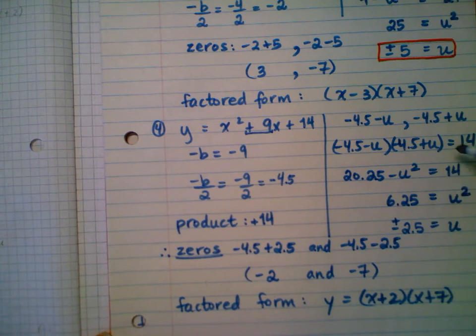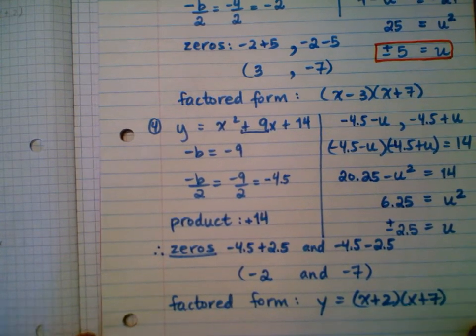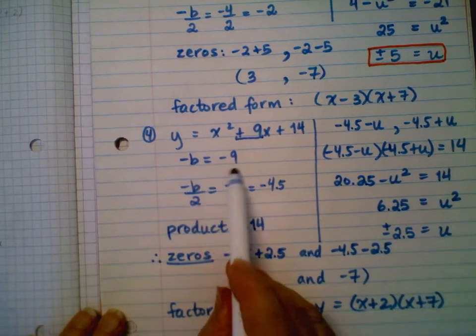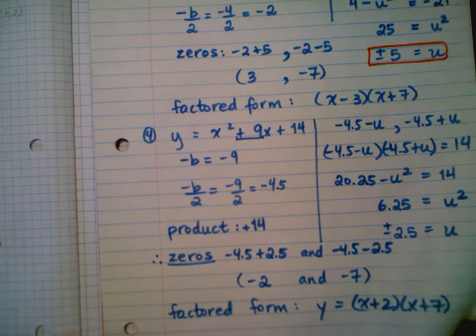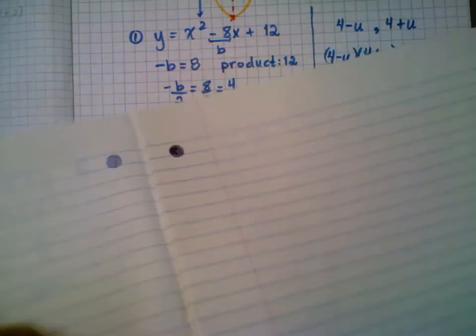So that was showing you that it is possible for the u value to be a decimal. It's possible for the -b to be an odd number. That's fine. It doesn't change the efficacy of this process, this particular method. Okay, let's look at another one.